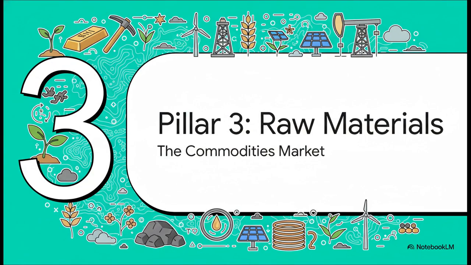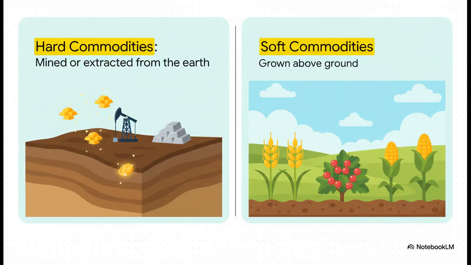Our third pillar takes us from the digital world of currencies to the physical world of raw materials. We're talking about the tangible things that are grown or mined from the earth, the actual commodities that power our daily lives. Generally, commodities are split into two main camps. First, you've got your hard commodities. These are things that are mined or extracted, so think gold, silver, crude oil. And then you have your soft commodities, which are all the agricultural products that are grown, like wheat, coffee, and corn.